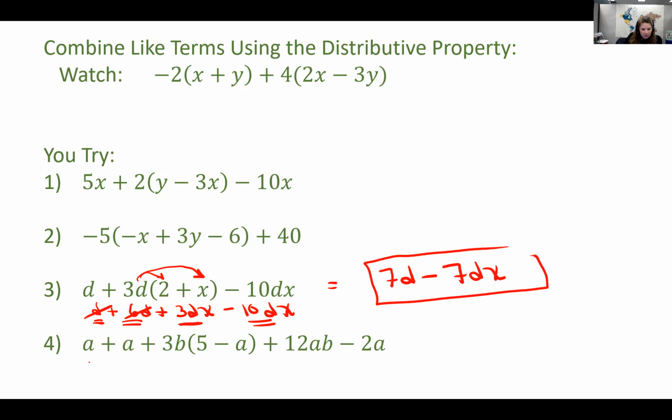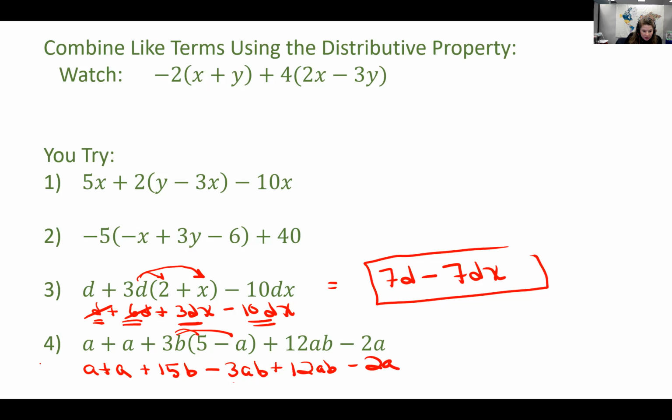All right, number 4 is a long one, isn't it? So we're going to write everything down. Then we're going to multiply. 3b times 5 is 15b. And then a positive times a negative is a negative, or minus. 3b times a is 3ab. Now, if you wrote 3ba, it's the same thing. I just like to put them in alphabetical order. All right, y'all understand that? 3b times negative a is negative 3ab. Bring everything else down.